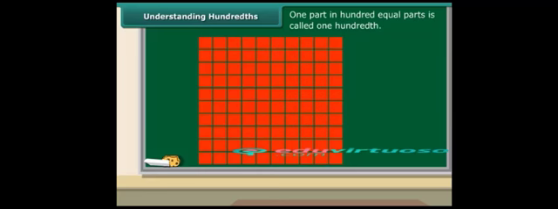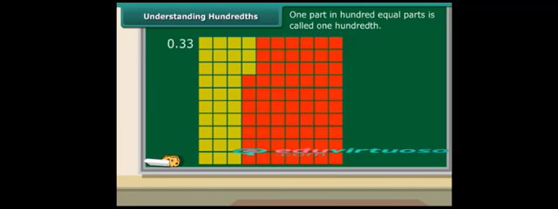1 part in 100 equal parts is called 1/100. Each small square is called 1/100th of the whole square. In decimal notation, we read it as 0.01. 12 shaded squares will make 12 hundredths or 0.12. 33 shaded squares will make 33 hundredths or 0.33. 52 shaded squares will make 52 hundredths or 0.52.